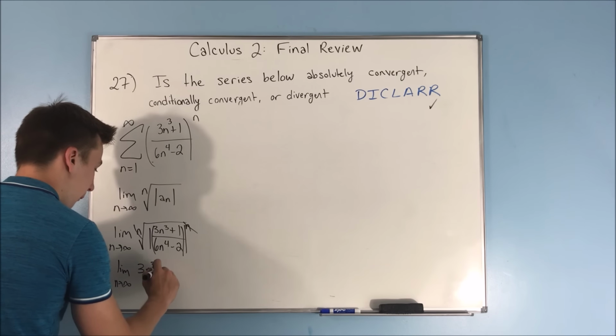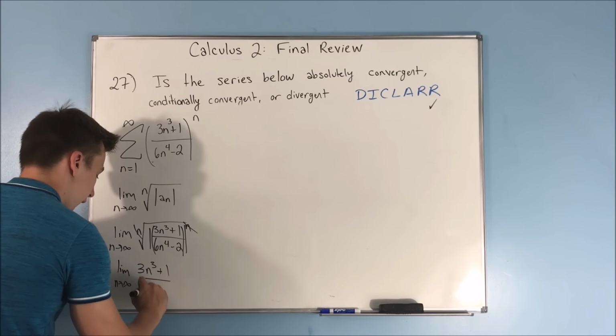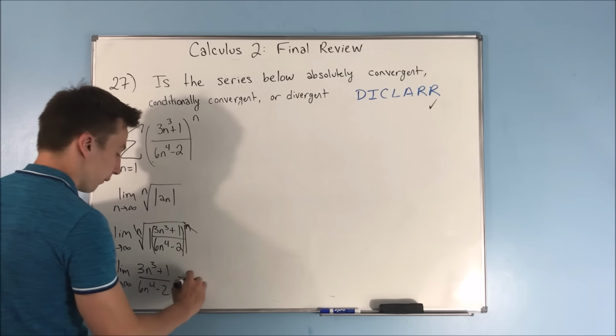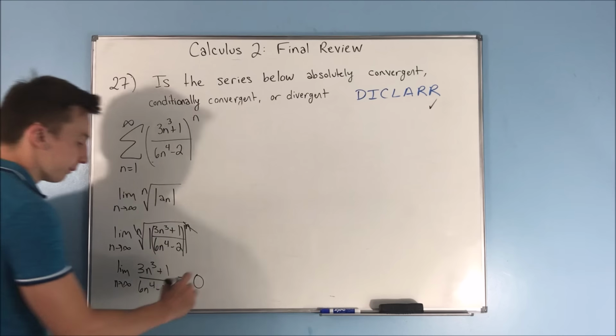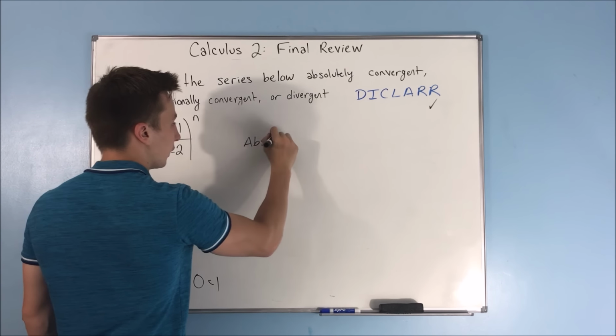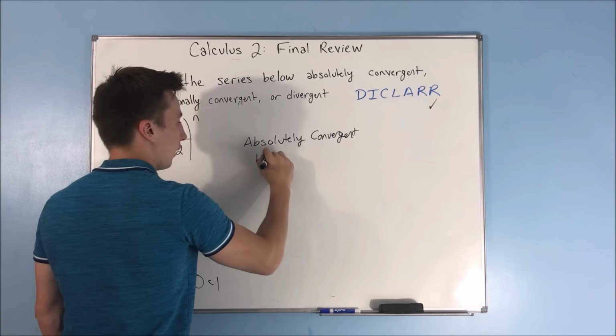You get 3n cubed plus 1 over 6n to the 4th minus 2. Now you know that this limit is going to equal 0. Your highest power of n is on the bottom. 0 is less than 1, and so this is absolutely convergent by the root test.